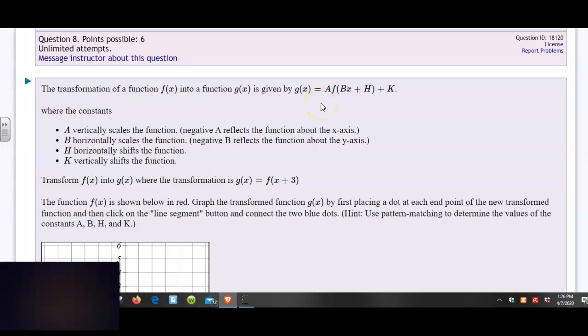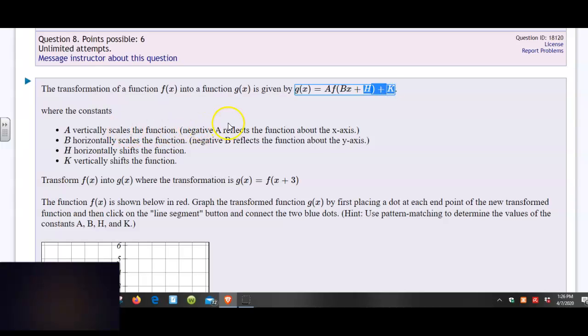Its endpoints stay the same, but it just gets skinnier or wider. So a number on the outside, that's your vertical scale. And remember, anything on the inside is horizontal. Anything on the outside is vertical. So multiplier is scaling, and adding is a shift.